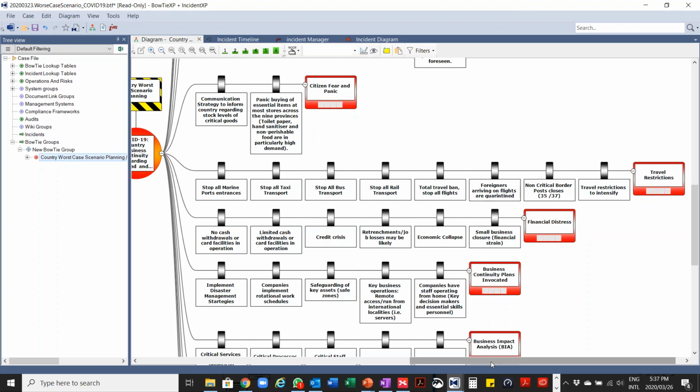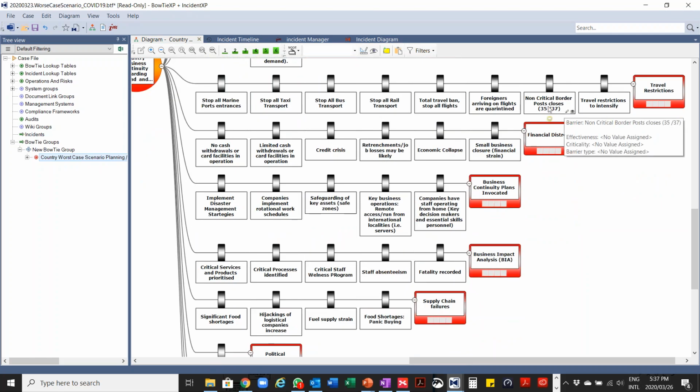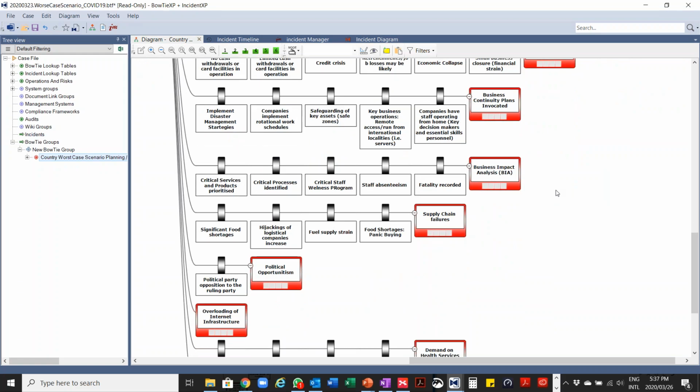And then the travel restrictions, the critical borders that are closed, the financial distress of small businesses that haven't got the financial capacity to actually carry their personnel for a month, 2 months, 3 months, and then the kicking in of business continuity. And this is where I want to focus. Business continuity plans and business impact analysis. I've been consulting in the space for the last 15, 20 years.